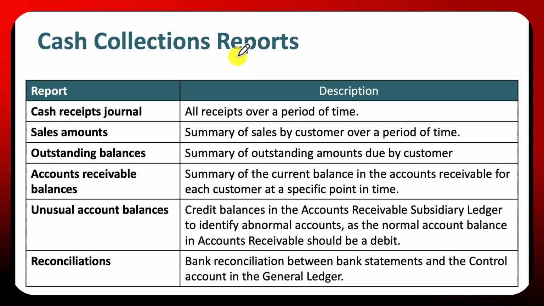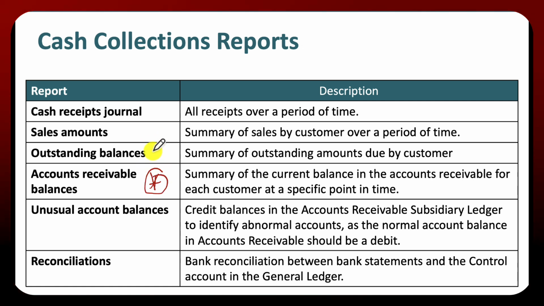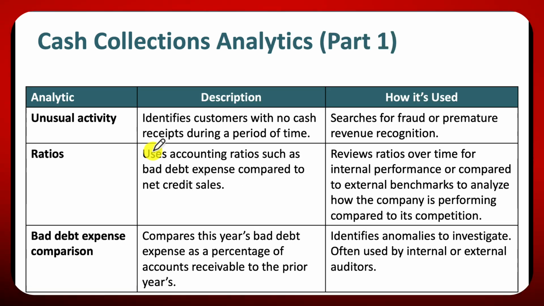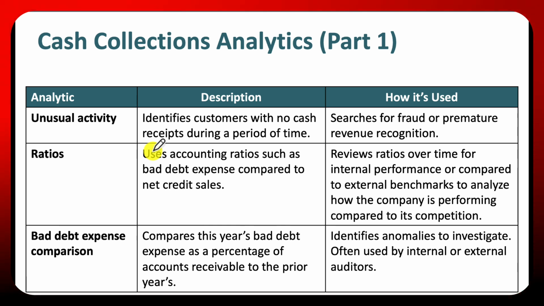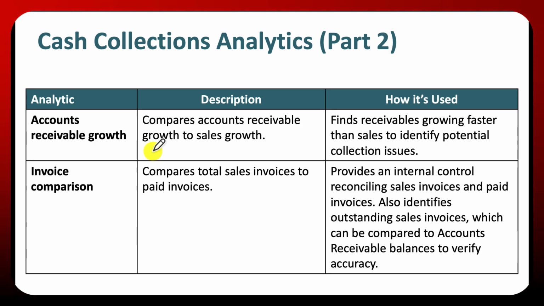And then we might have several cash collection reports. We might have a cash receipts journal, sales, outstanding balances, AR balances. This was one of my favorites. I would look at this probably daily as a CFO, maybe unusual account balances, and review the reconciliations. Additionally, we might look for unusual activity, might use ratios to compare maybe our net credit sales, also do some analysis on bad debt expense. We might also look at accounts receivable growth and do some invoice comparisons as well.